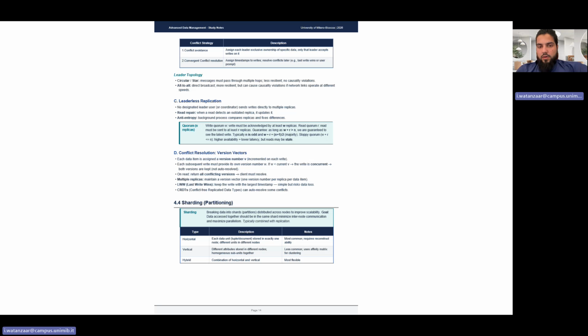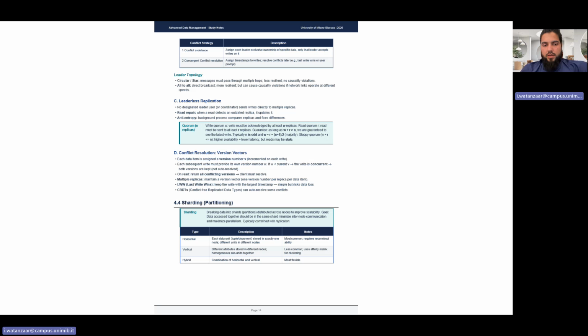Another one is called CRDTs, conflict-free replicated data types, which can auto-resolve some conflicts. It is used by most modern database management systems. The version vector system is not actually resolving the problem, but it reflects the conflicts to the users, and the user will see which one is the most updated. If a read returns all the conflicting versions, the client must resolve the issue. So that was all about replication, how to keep the data updated.